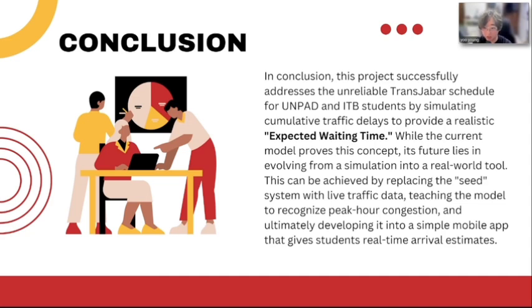While the current model demonstrates that the concept works, the next step is to evolve this simulation into a real-world tool. That means connecting it with live traffic data, teaching the model to recognize peak hour congestion, and eventually turning it into a simple mobile app that provides students with real-time arrival estimates. With these improvements, this project has the potential to make daily commutes far more predictable and convenient for students.